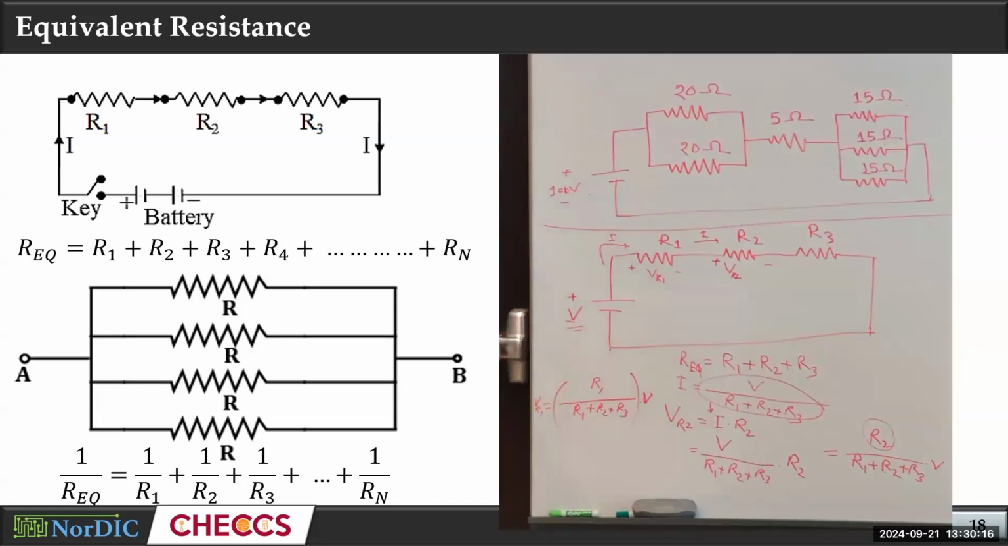What's on the left? Is it I1 here? Oh, I think it is basically the VR1. Sorry for that. VR1.